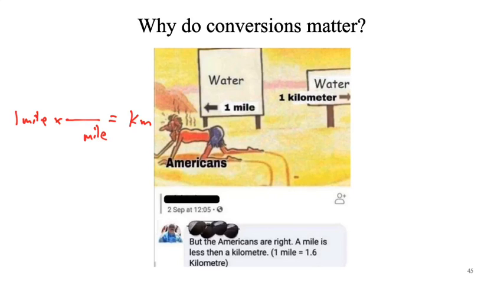I want mile in the denominator in that calculation because it's what I have and I want to get rid of it. And what do I want? What's the conversion? 1.6 goes in front of the kilometers, which means if we now sub that into our diagram, this becomes the Americans going the wrong way. That's not an attempt to be political, but it's pretty accurate. So we have to be careful with how we approach these things and be logical and systematic.